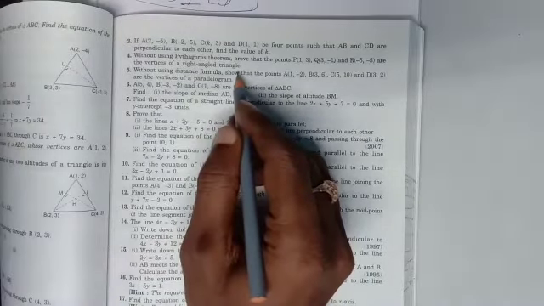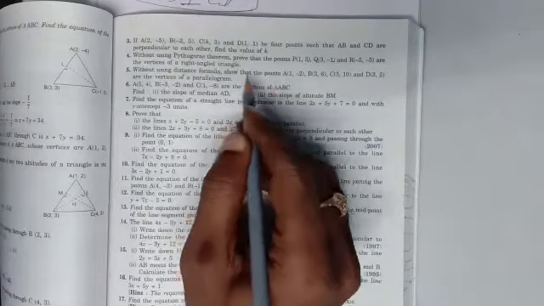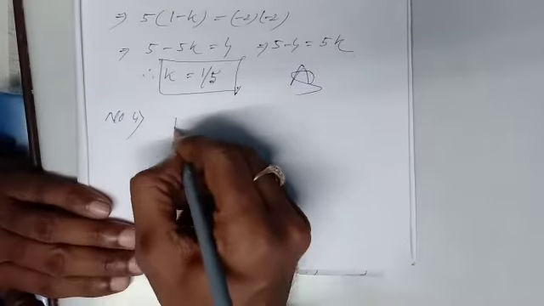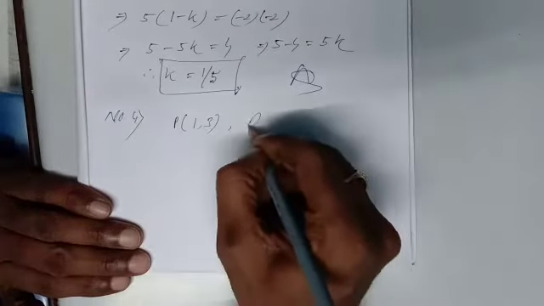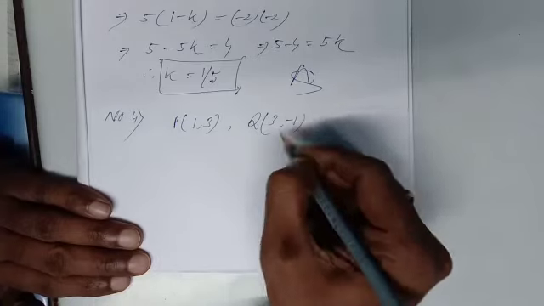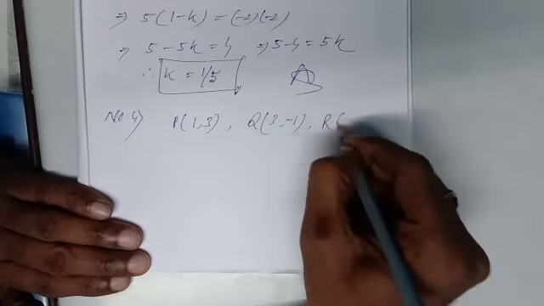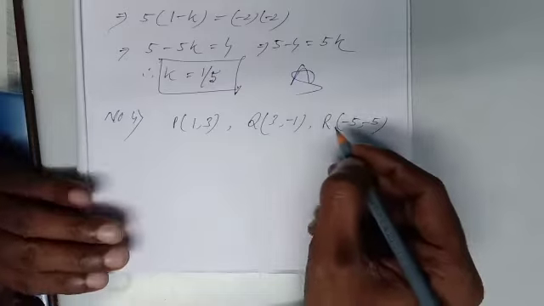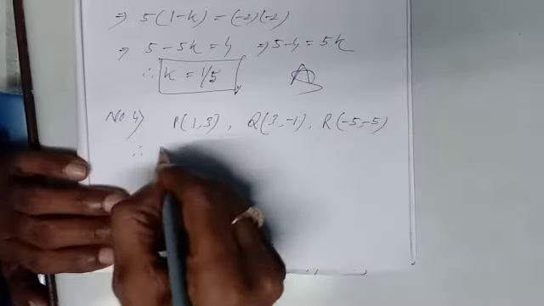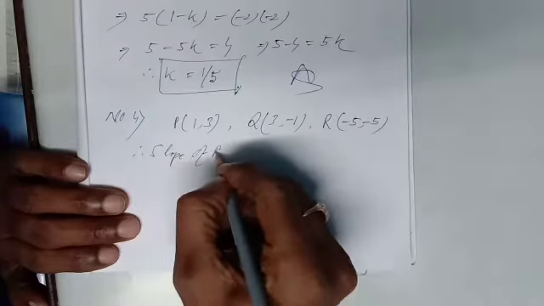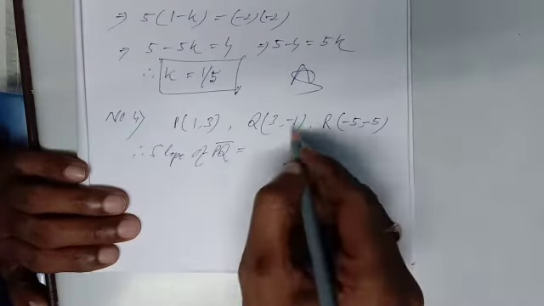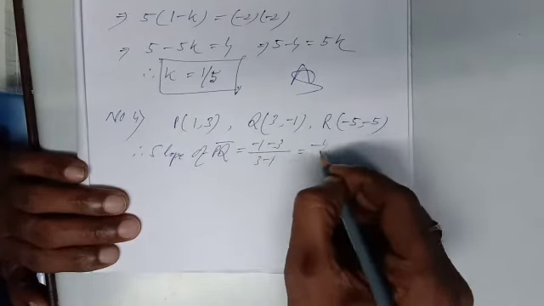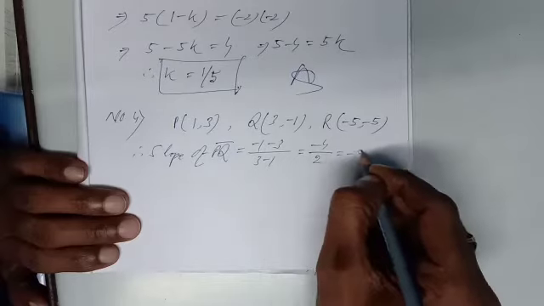Okay, using slope of the line. Just see here, points P (1, 3), Q (3, -1) and R (-5, -5) are given. So first of all, I have to find out slope of PQ. The slope of PQ, by the formula, will be (-1 - 3) by (3 - 1). How much are we getting? -4 by 2, which is equal to -2.